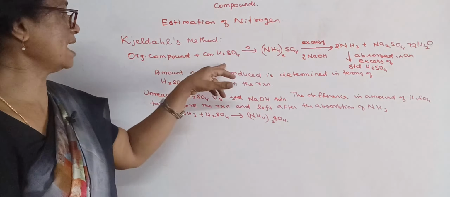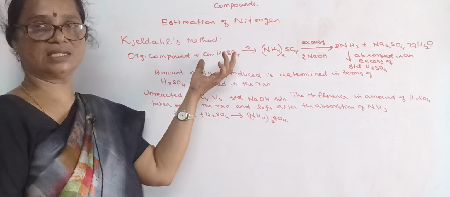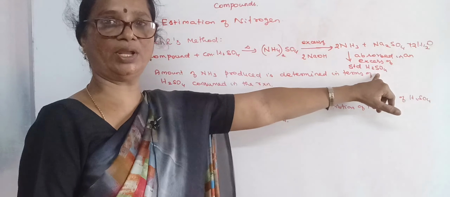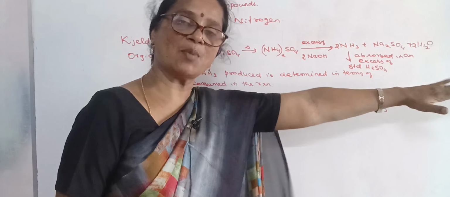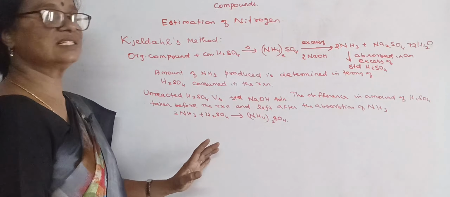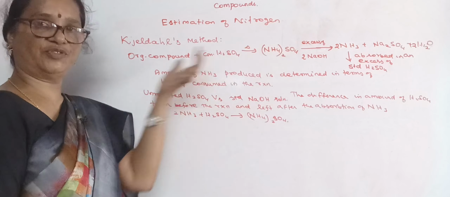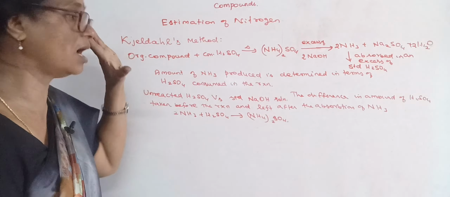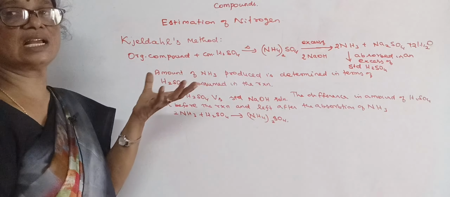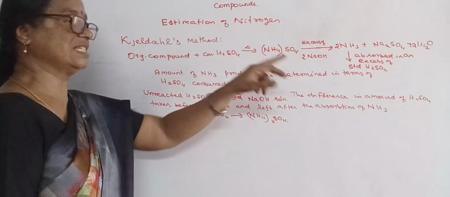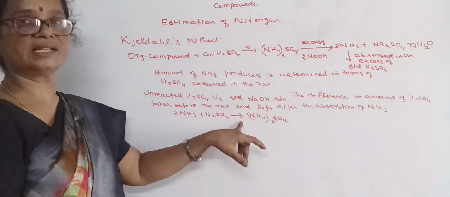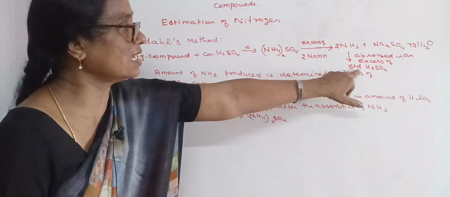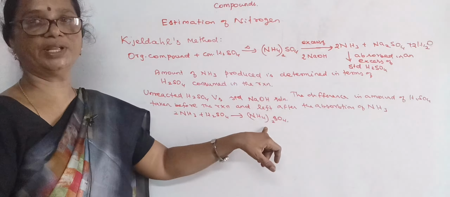How? Before the reaction we know what volume of sulfuric acid is taken, and at the end of the reaction ammonia absorbs some amount of sulfuric acid. So the difference between the sulfuric acid we have taken before the reaction and the amount of sulfuric acid left after the absorption of ammonia gives us the amount consumed. The volume of sulfuric acid left over is then titrated against a standard solution of sodium hydroxide.